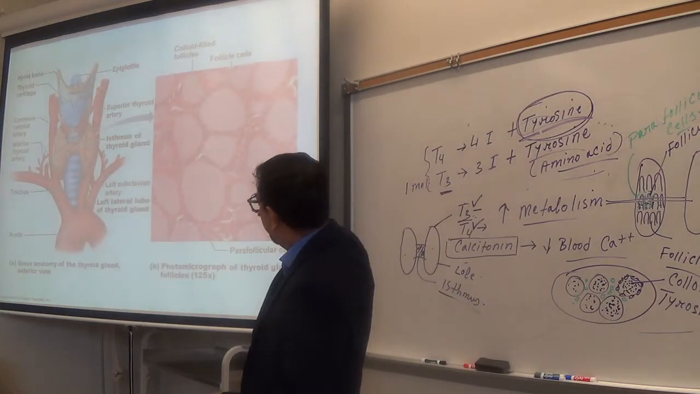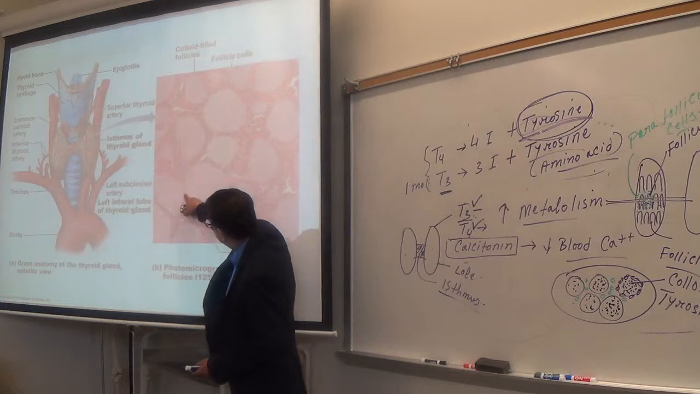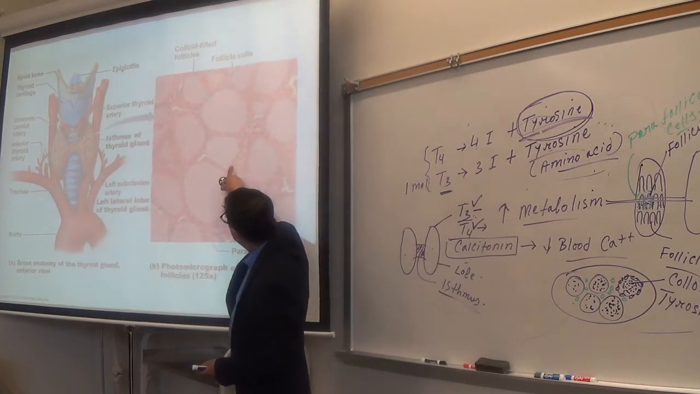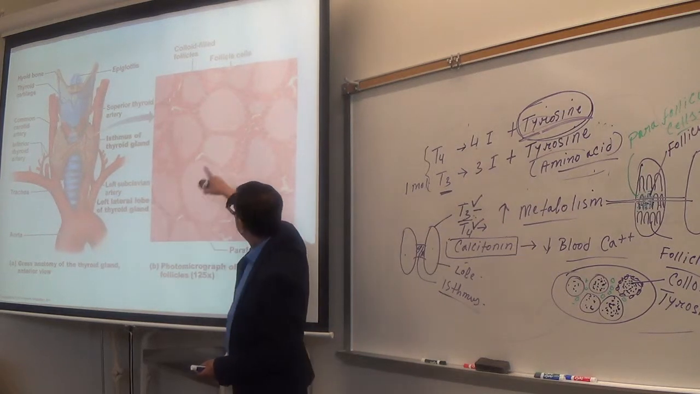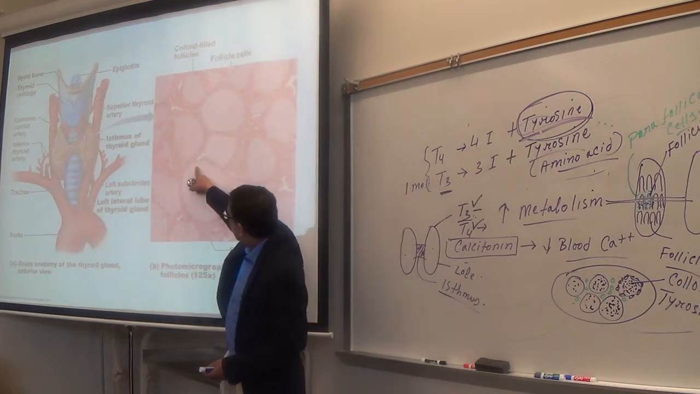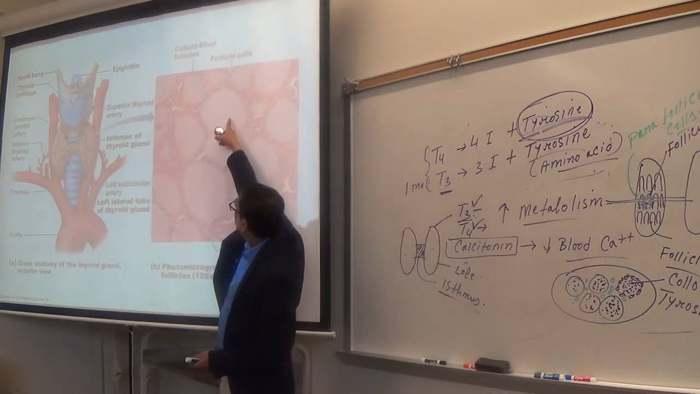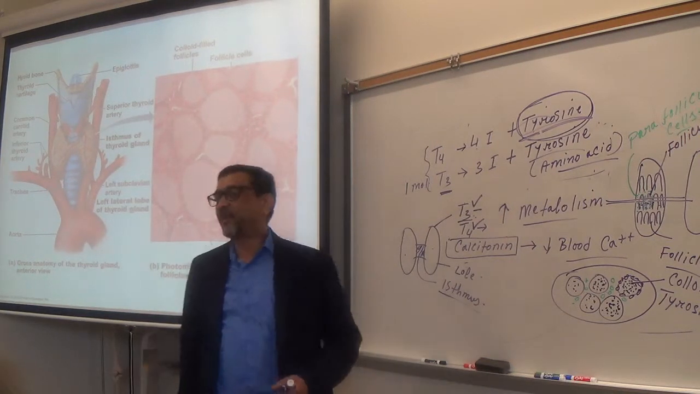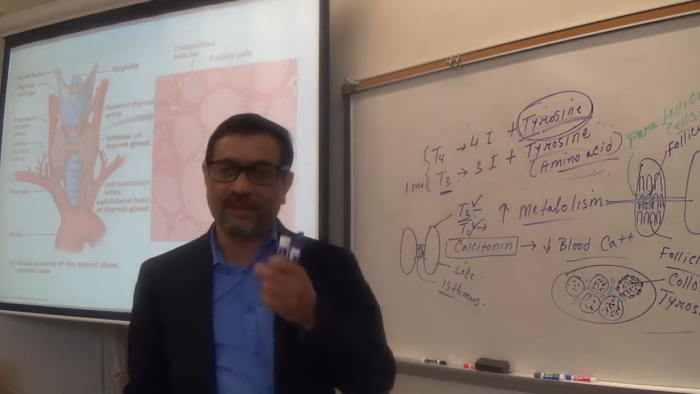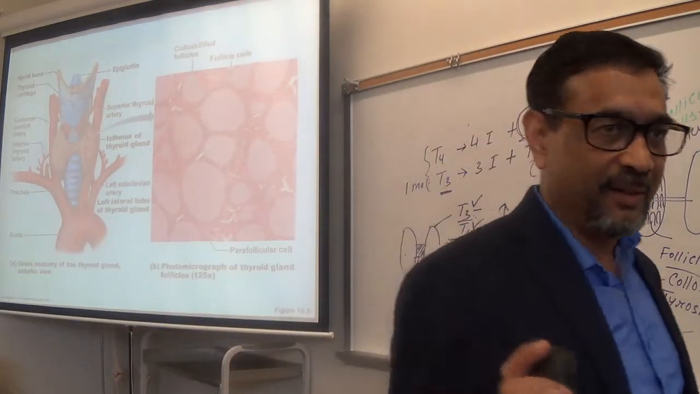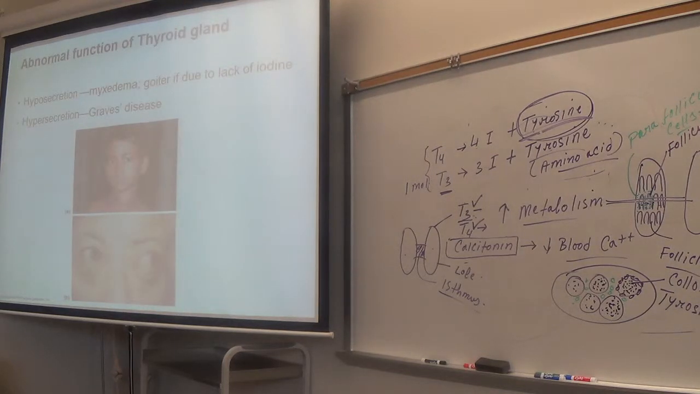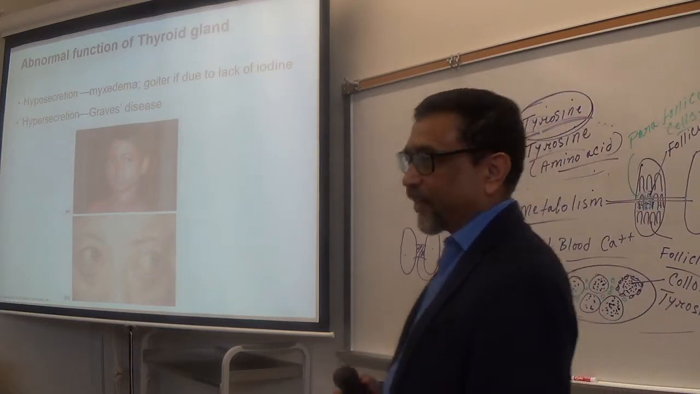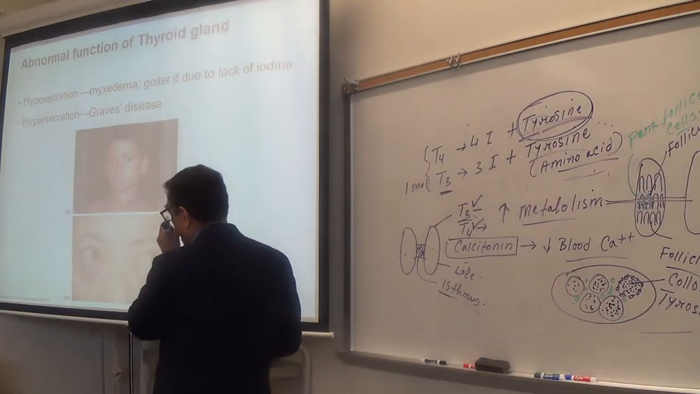So here you see follicular cells in the wall of the follicle. These are the parafollicular cells. Here you can see these are the parafollicular cells in between the follicles. And colloid is the protein inside the follicle. And that colloid has the tyrosine amino acid. Make sense? Okay. Here you see a patient of goiter. The upper picture shows enlargement of the thyroid gland.